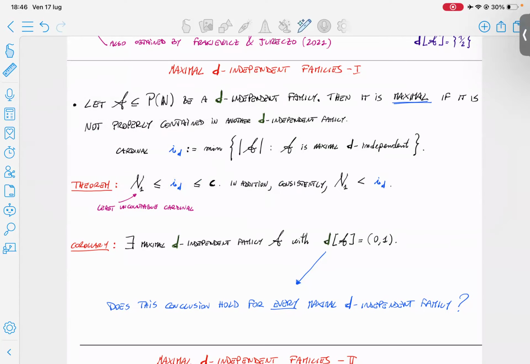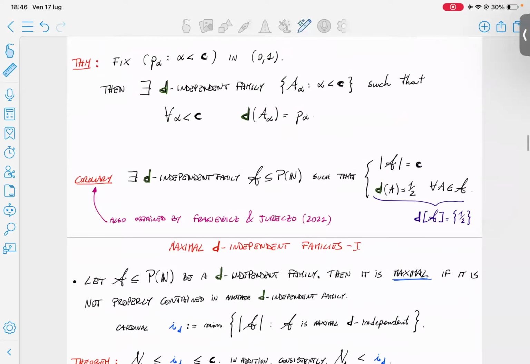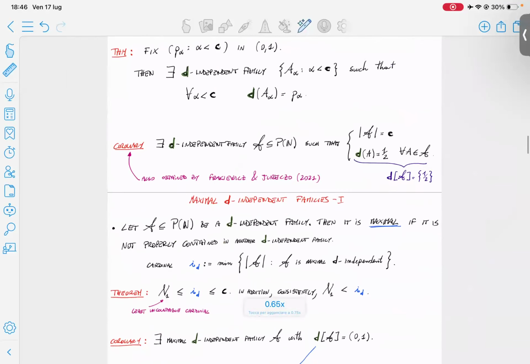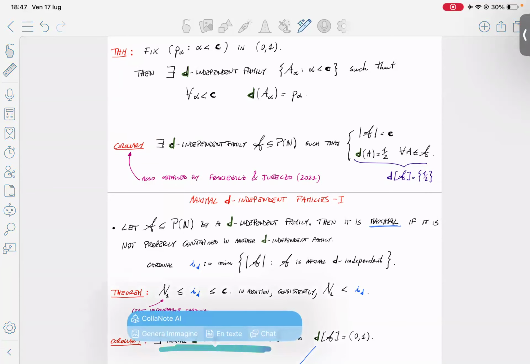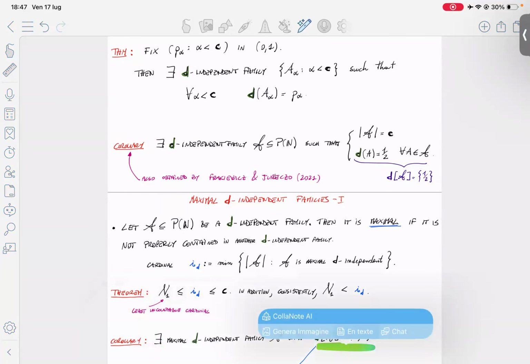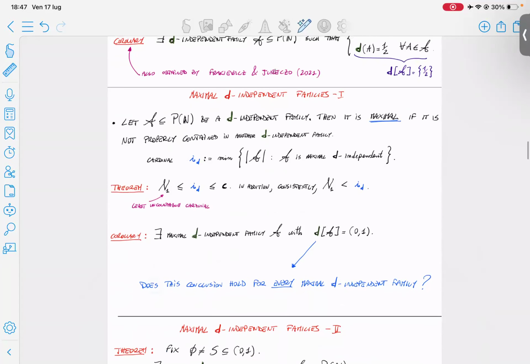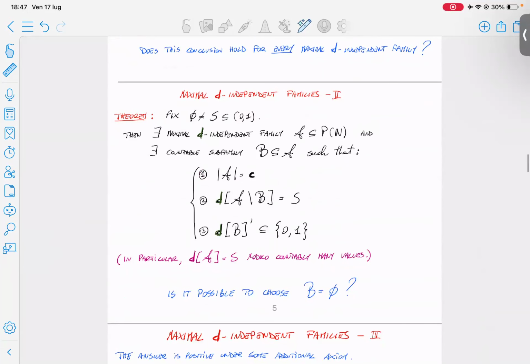Corollary. So let's see the theorem above and the theorem below. In the theorem above, we say that we can construct an independent family with the range being whatever we like. But we can extend it to a maximal independent family, so there exists a maximal one where the range is precisely the open interval (0, 1). Does this conclusion hold for every maximal D-independent family? And the answer is, well, we don't know precisely for now, and that's the following.